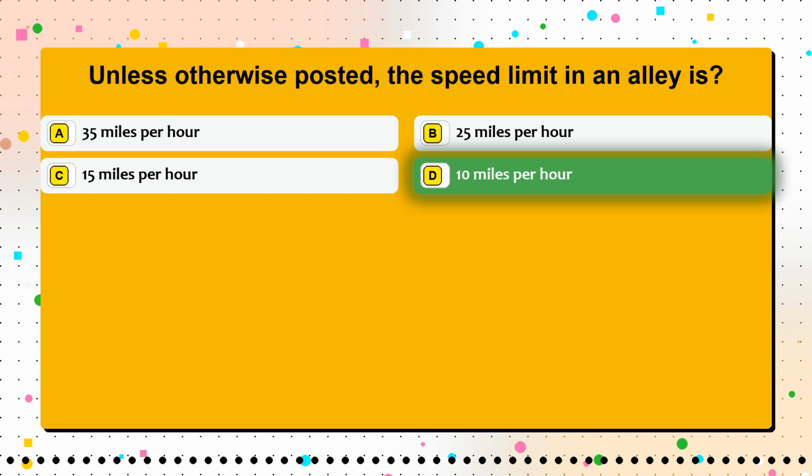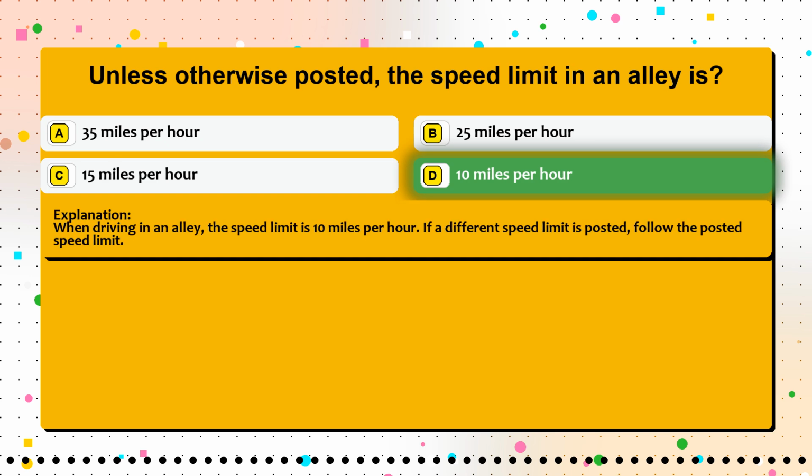The correct answer is option D, 10 miles per hour. When driving in an alley, the speed limit is 10 miles per hour. If a different speed limit is posted, follow the posted speed limit.